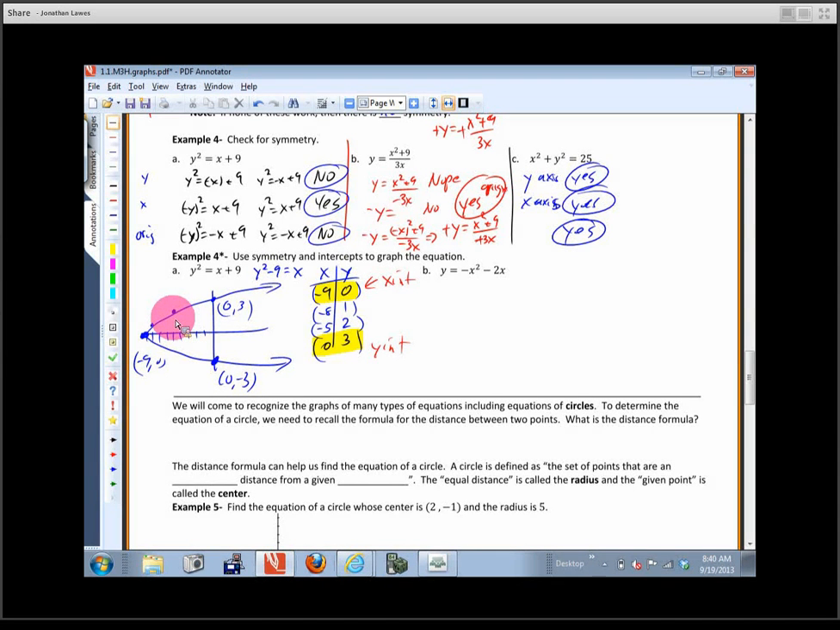Any questions? Okay, raise your hand if you've seen stuff like that before. Excellent. Okay, would you go ahead and graph this one? Once you get done, check with your neighbor, make sure you got the right answer.